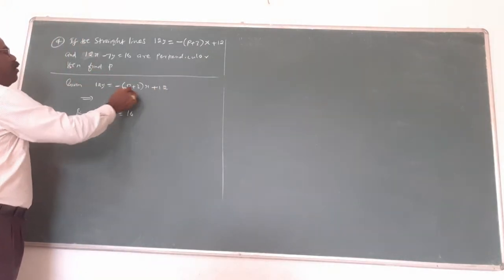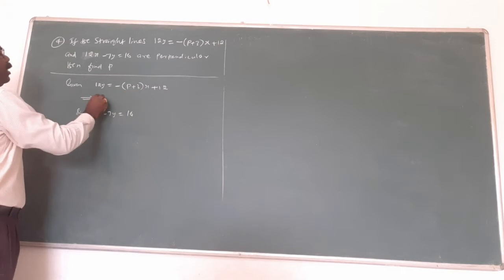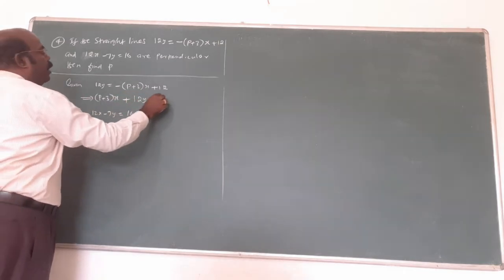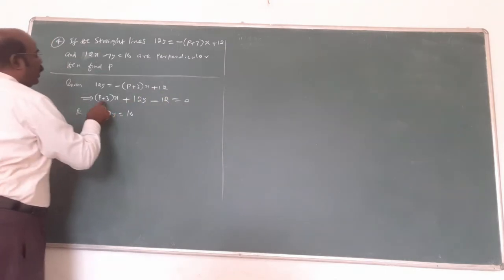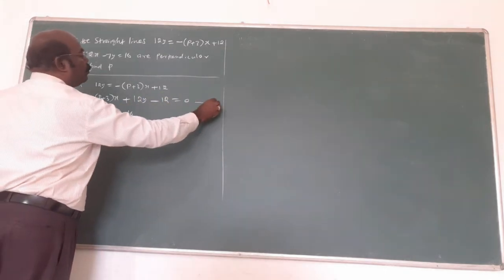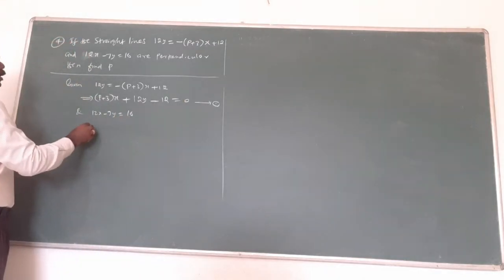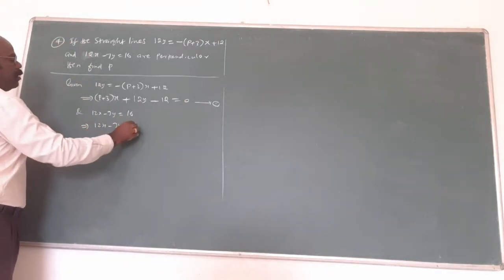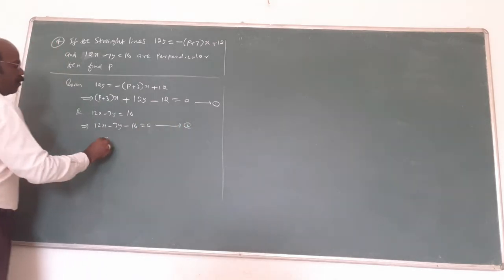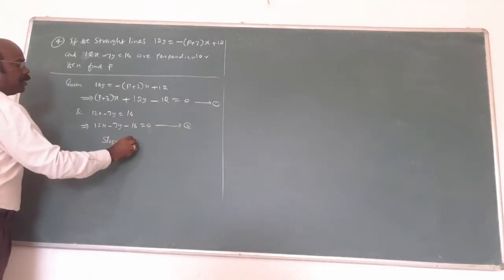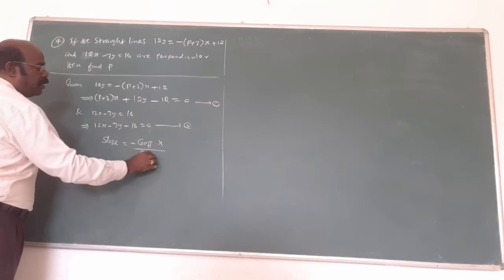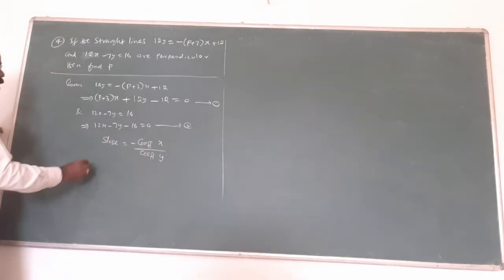First equation given: bring the whole term to the same side. (p plus 3) into x plus 12y minus 12 equal to 0, with the x term, y term and constant term. Let me call it equation 1. Which implies x term, y term, constant term equal to 0. Second equation. Now what is the formula? The slope formula is minus the coefficient of x by the coefficient of y.